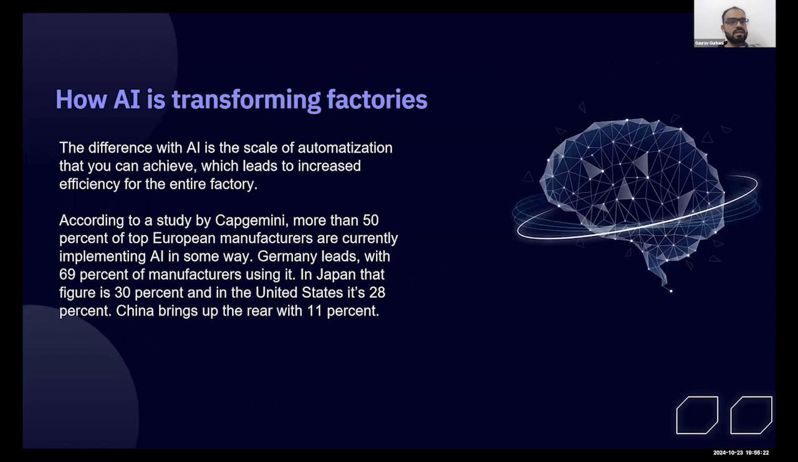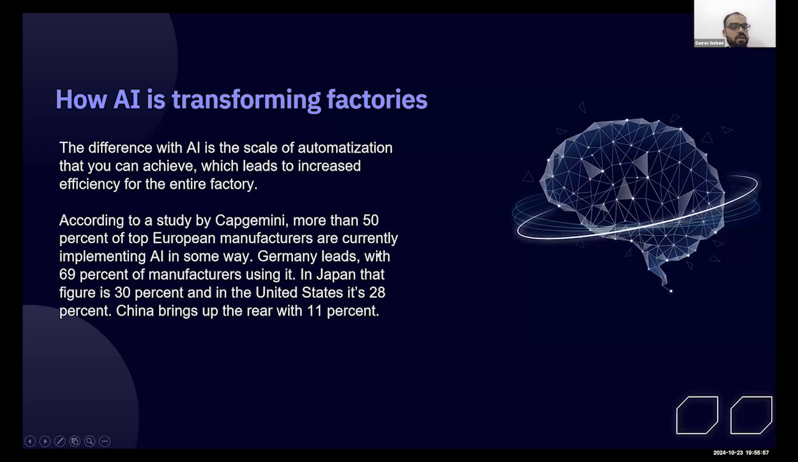Now moving on to the next slide, which says how AI is transforming factories. Let me give you an example. Earlier, everything was being done manually with human intervention. Now, when AI is implemented, how is it transforming the factories? The difference with AI is the scale of automation that you can achieve, which leads to increased efficiency for the entire factory.